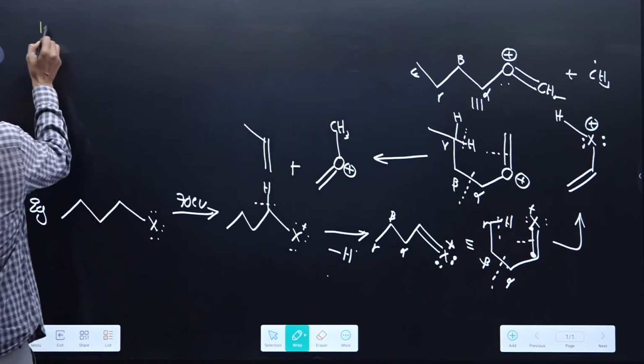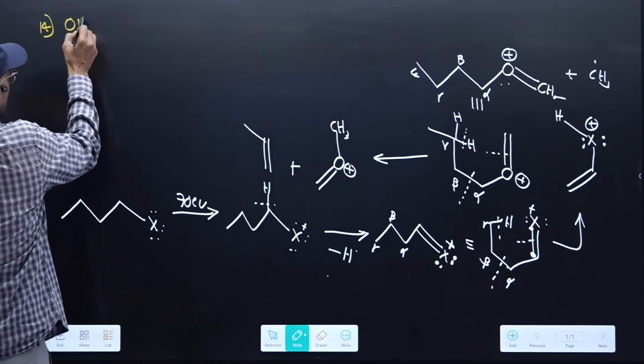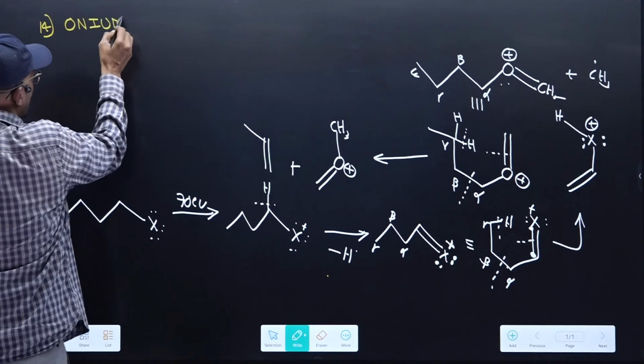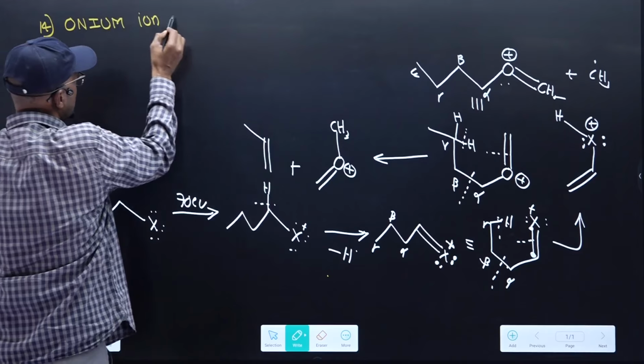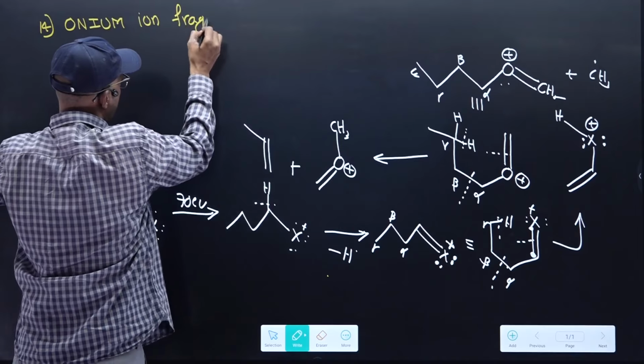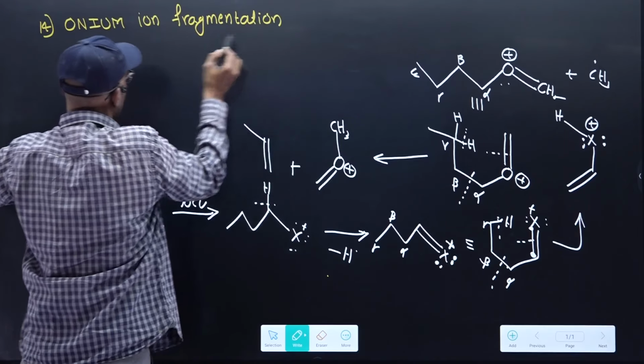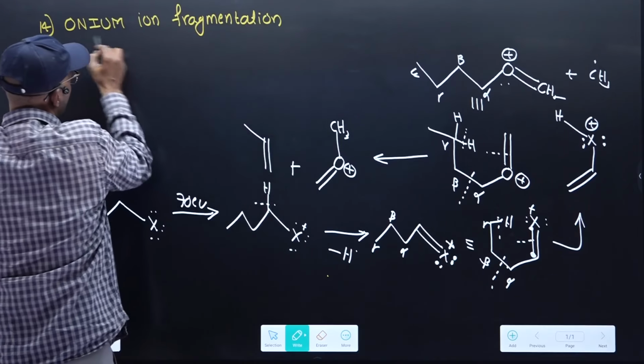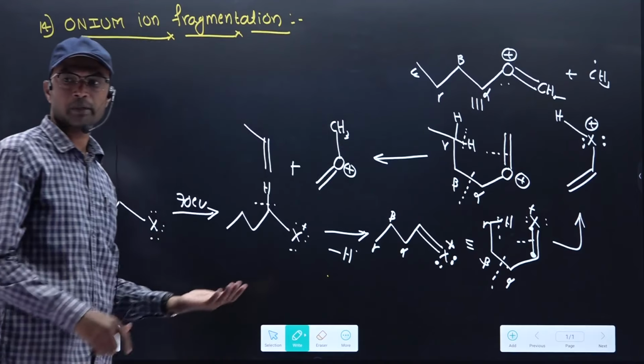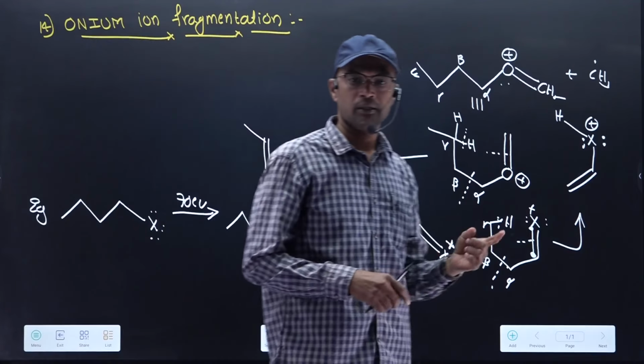Next. This is called onium ion fragmentation. Up to now we learned what is McLafferty, double McLafferty, indirect McLafferty.